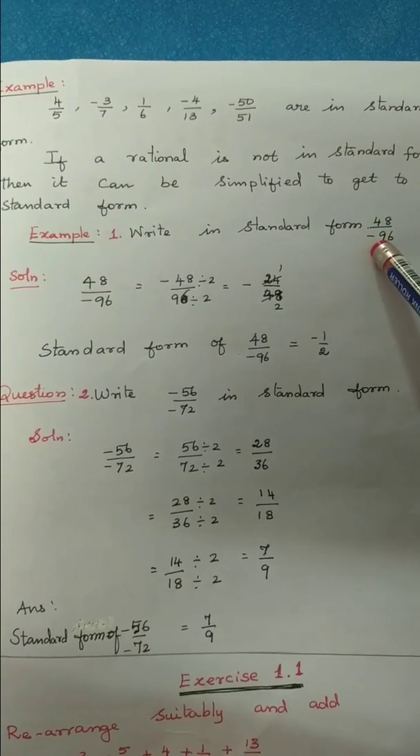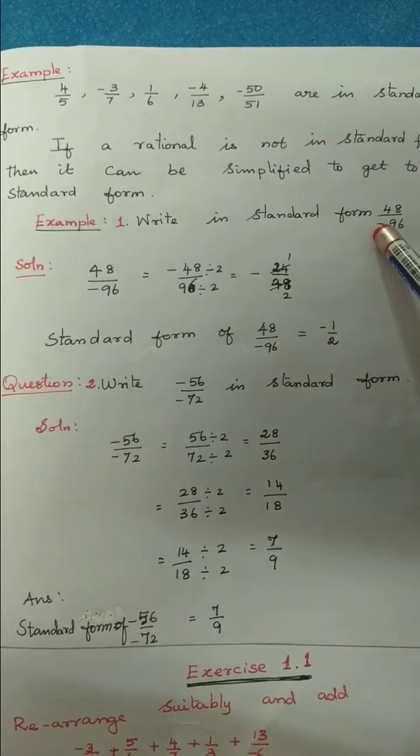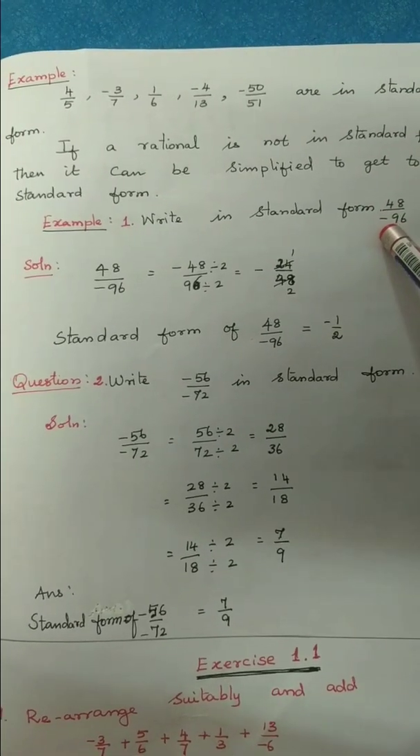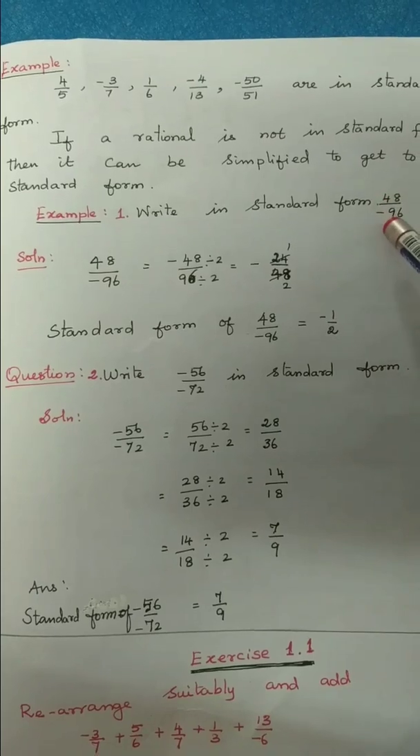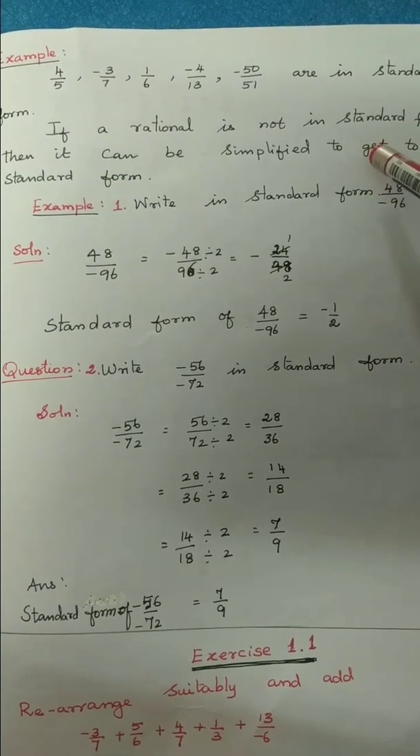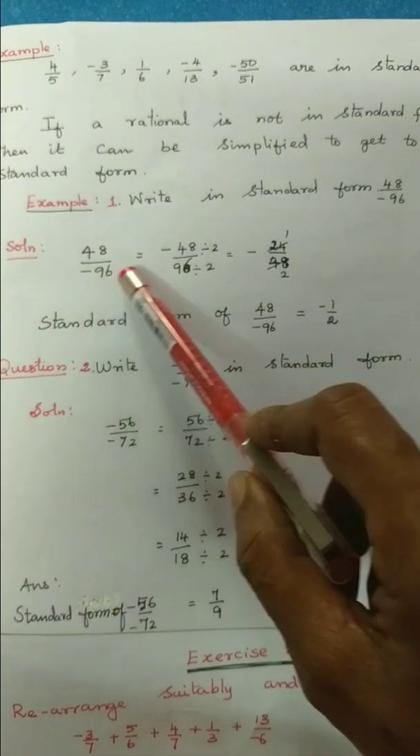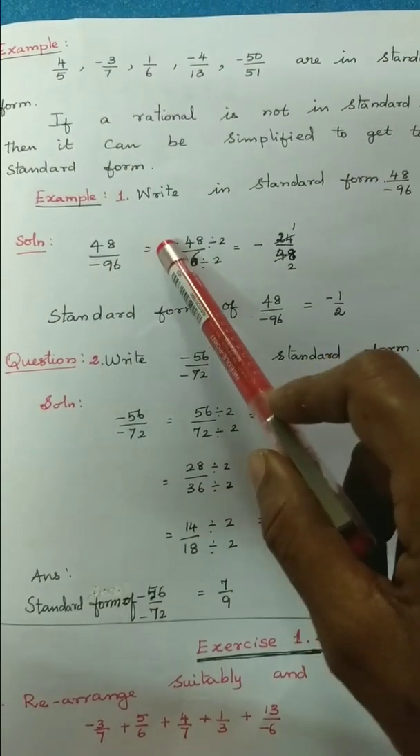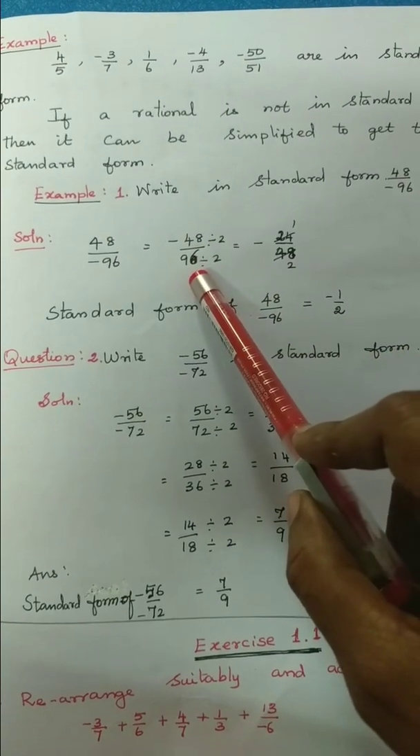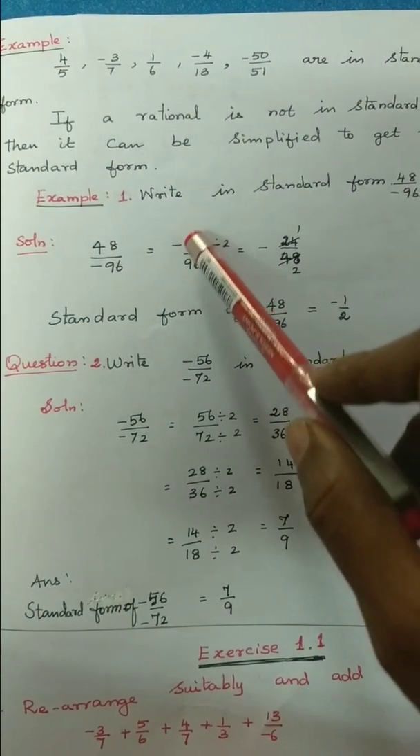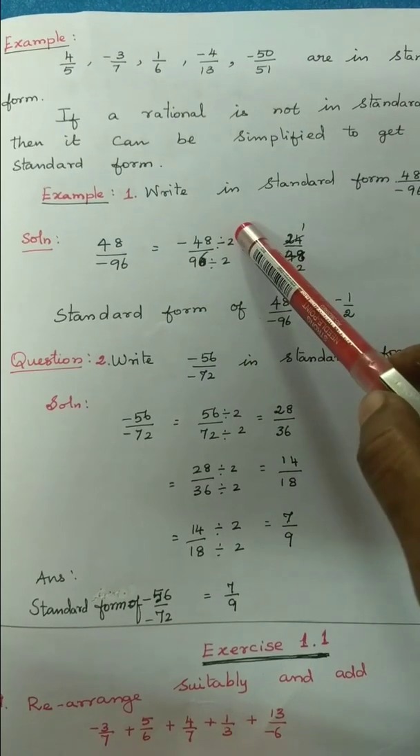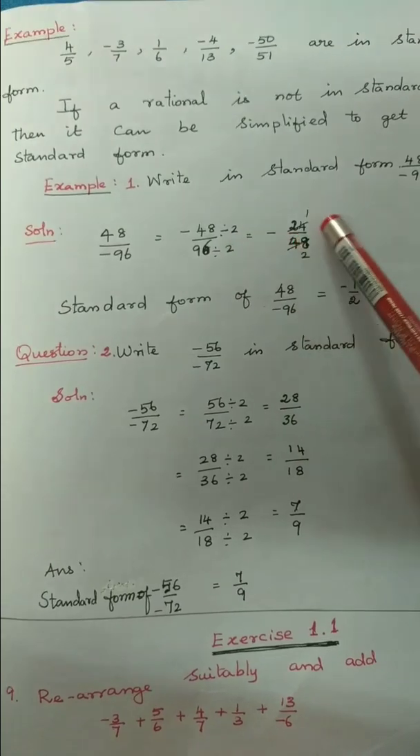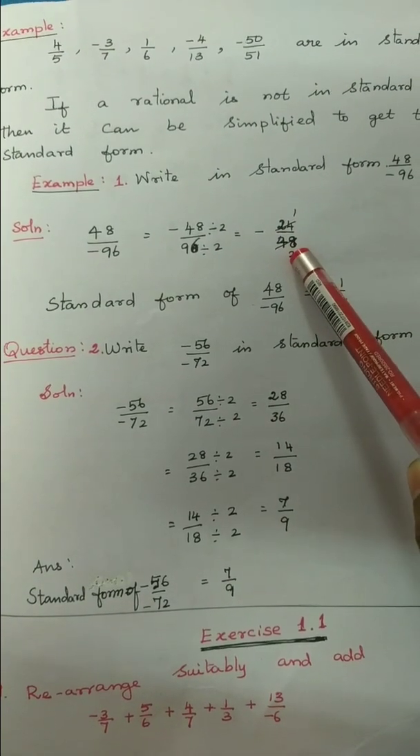Now example 1. Write in standard form 48 divided by minus 96. Here in the definition we have seen that b is always positive. The denominator is always positive. So we have to bring this negative sign to the numerator first. So 48 by minus 96 will become minus 48 by 96. We can divide these two by 2 table. So we are dividing by 2. Then it is 24 by 48.